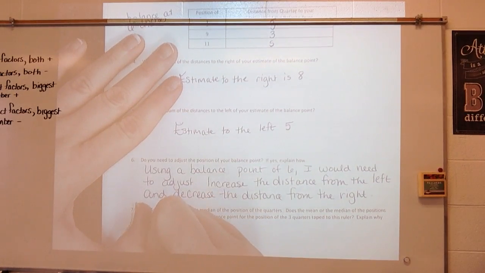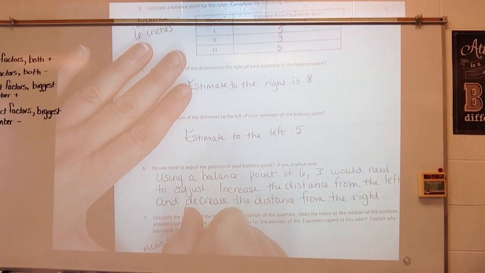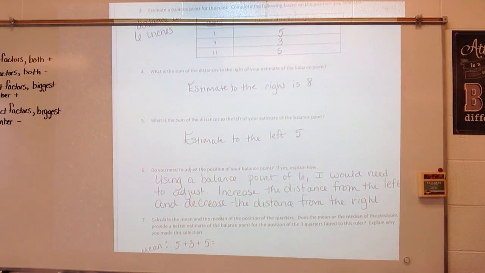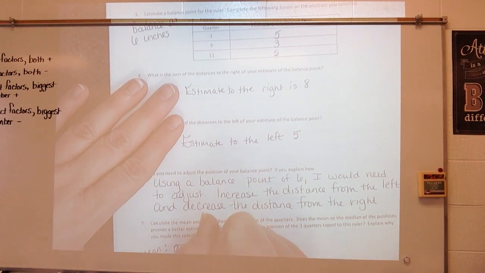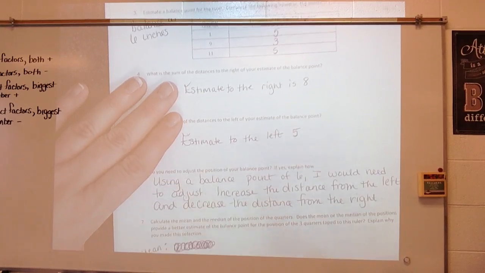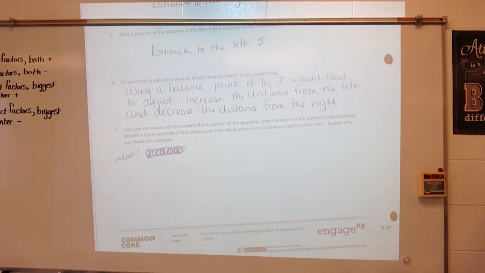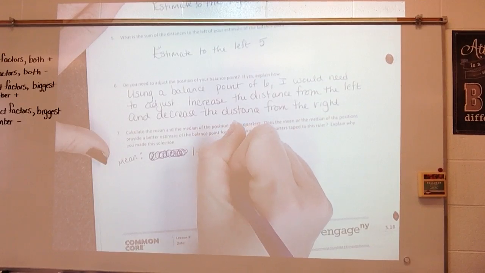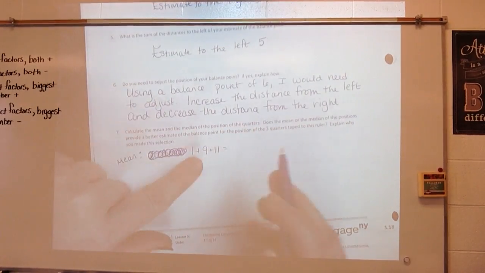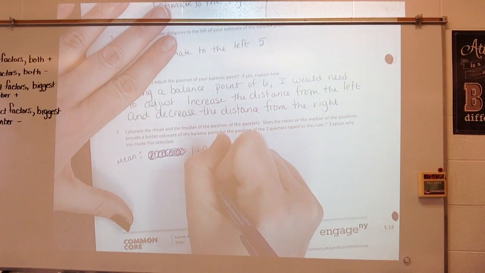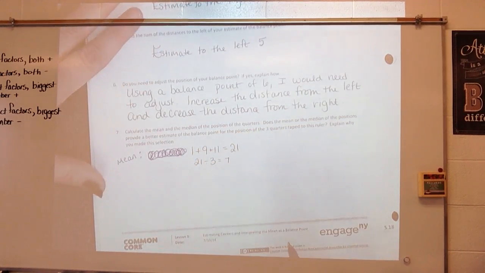Well, the mean, I would add, alright, oh, sorry, wait a minute. I'm not going to add the distance they are from my balance point. I'm going to add where they are. Okay, so they're at 1 plus 9 plus 11. So that's 21. I'm going to do 21 divided by 3, which is 7. So my mean is 7.